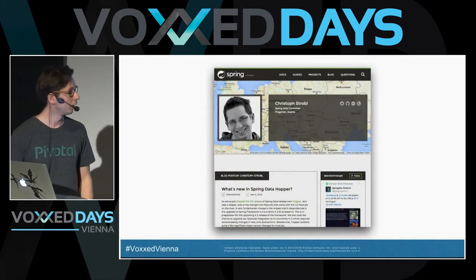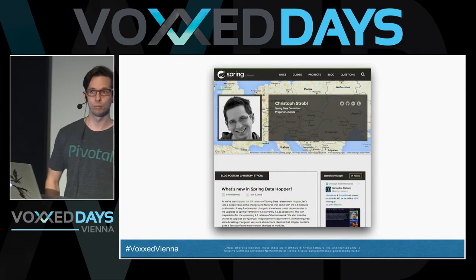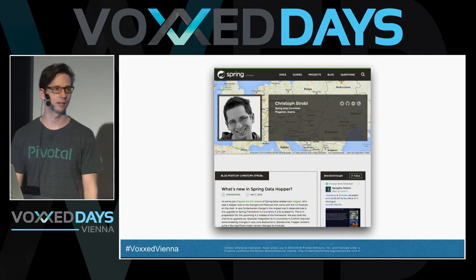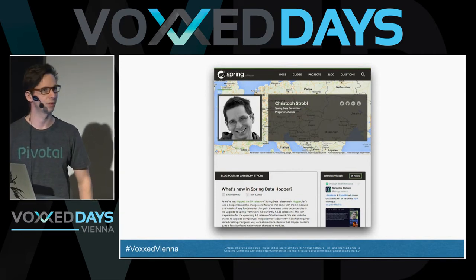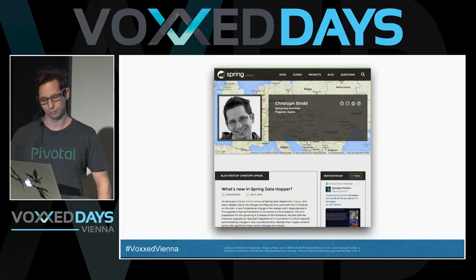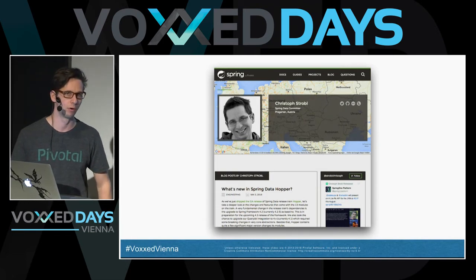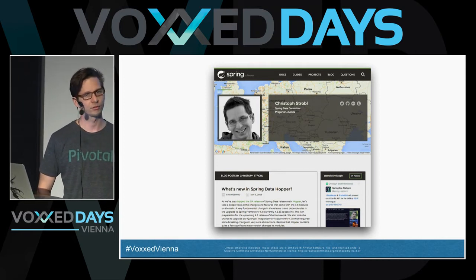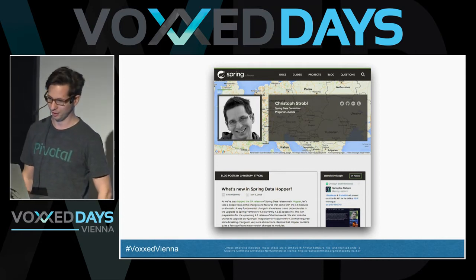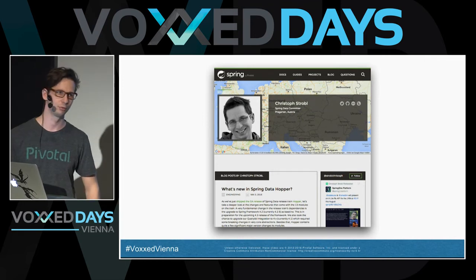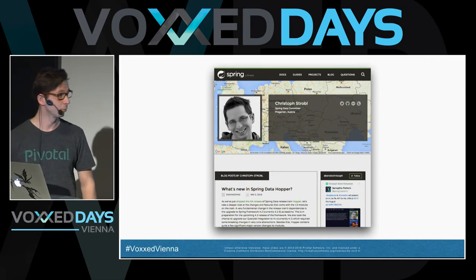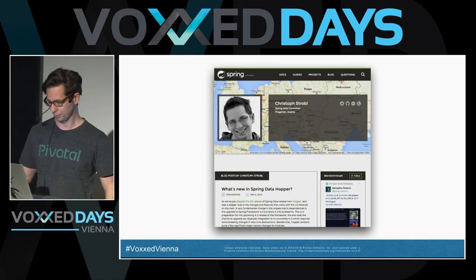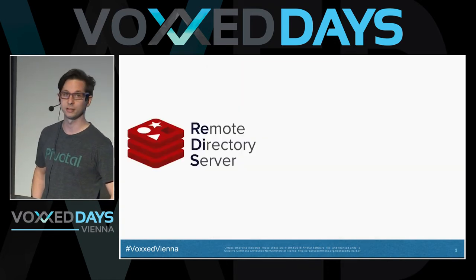Okay. About myself, my name is Christoph Strobl. I work for Pivotal, and there I'm in the Spring Data team. Basically responsible for the store abstractions for MongoDB, Redis, a little bit of Solr. I do JPA if I have to, not too much of it, of course, a little bit of key value and all that stuff. But let's jump right into it.